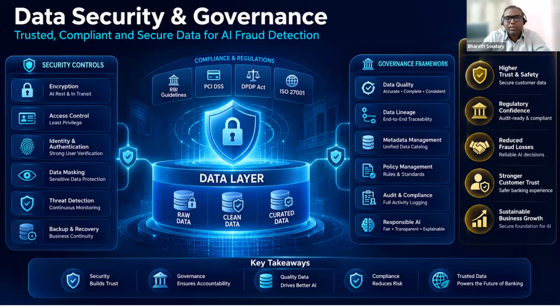Security controls. Encryption protects sensitive banking information. Access control ensures only authorized users can access the data. Identity and authentication verifies the user and the system or the device. Data masking protects sensitive information, and threat detection helps identify suspicious access or activity. Backup and recovery helps protect data against loss and system failure.